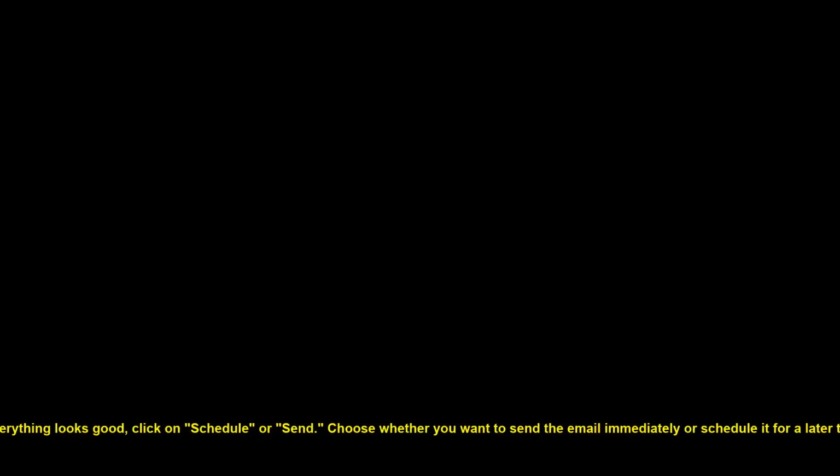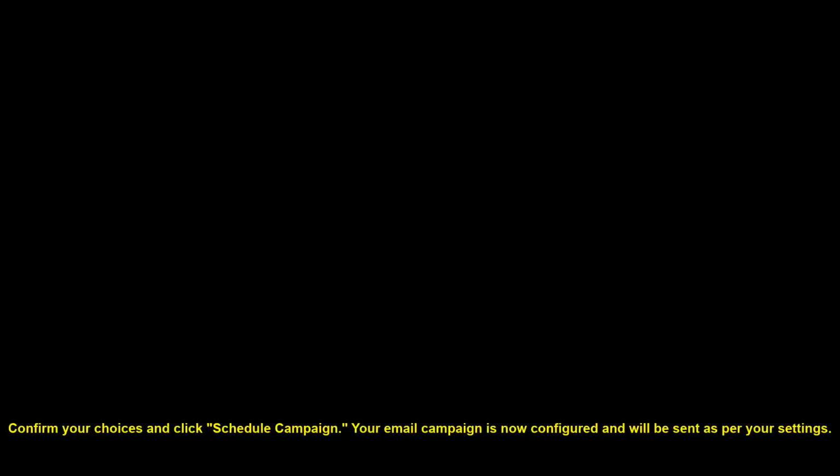Choose whether you want to send the email immediately or schedule it for a later time. If you schedule it, select the date and time for the email to be sent. Confirm your choices and click Schedule Campaign. Your email campaign is now configured and will be sent as per your settings.